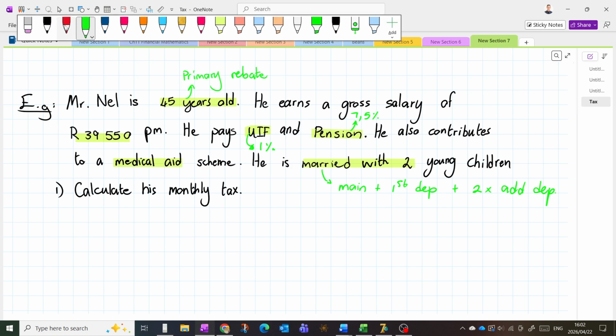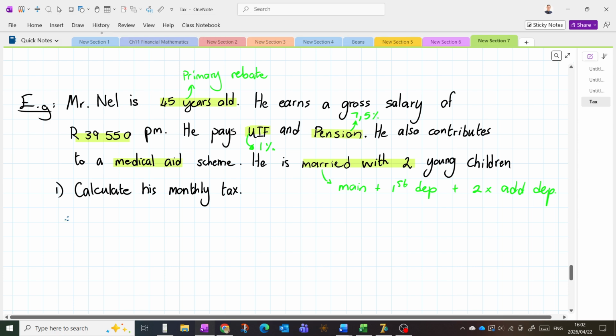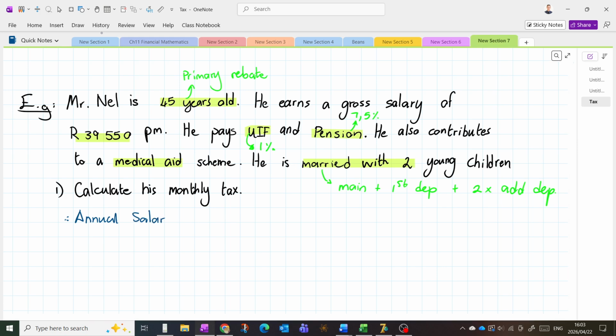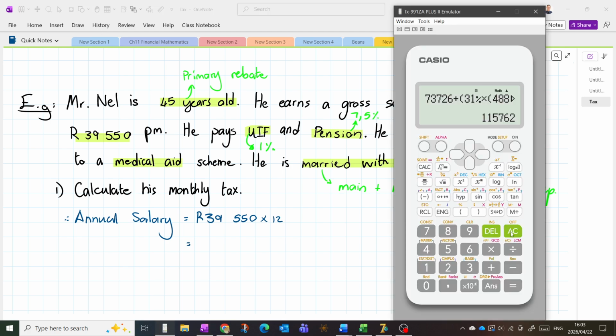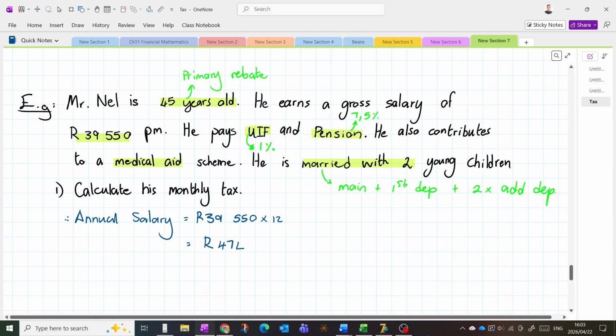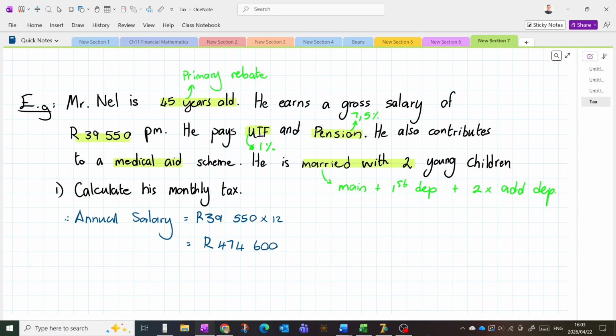So let's get started. We need to find his annual salary. So 39,550 Rand times 12 is 474,600 Rand.